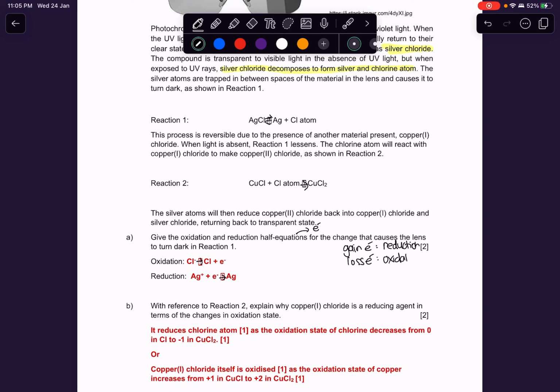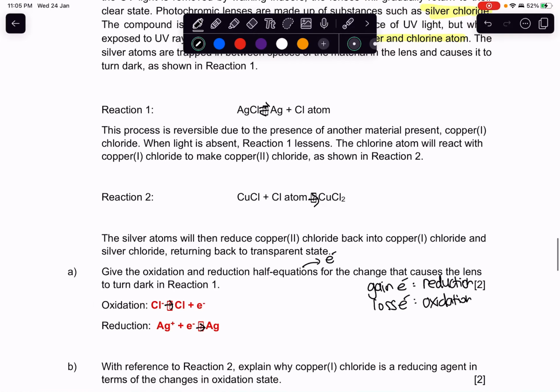Okay, so I should not see gaining of electrons for reduction and losing electrons for oxidation. I should not see gaining electron for oxidation and losing electron for reduction. The moment you do that, you will get both wrong because you have mixed up oxidation and reduction. Okay, so next is to identify the half equation.